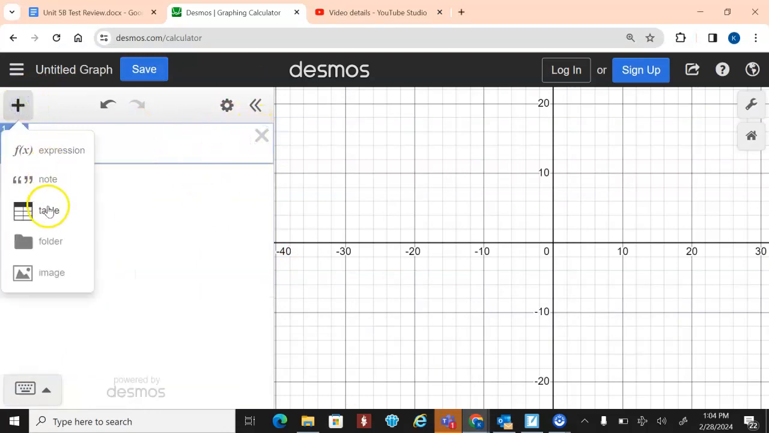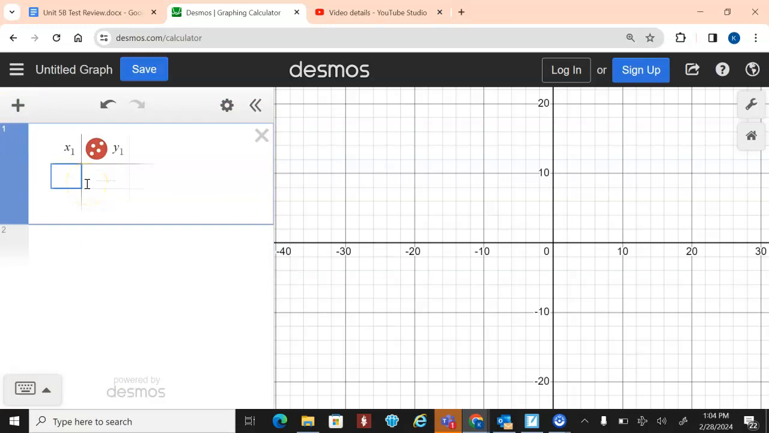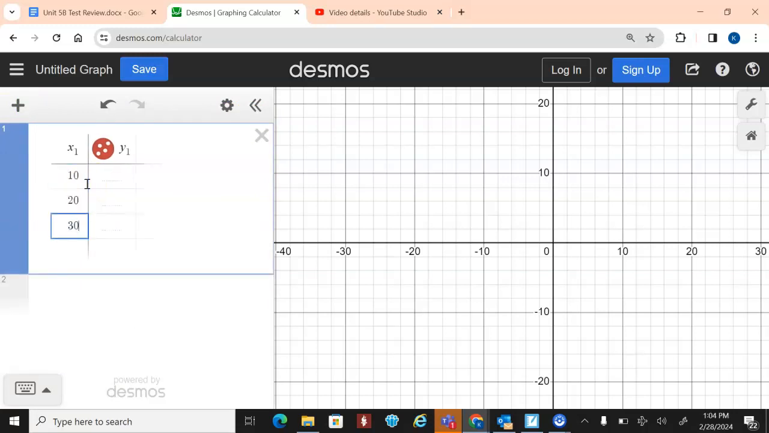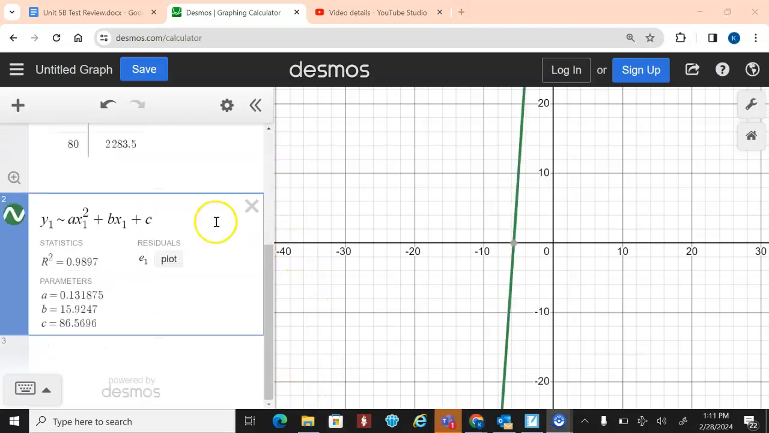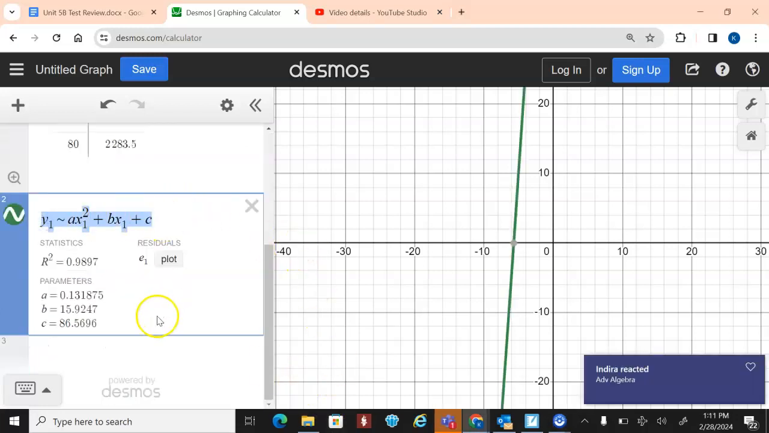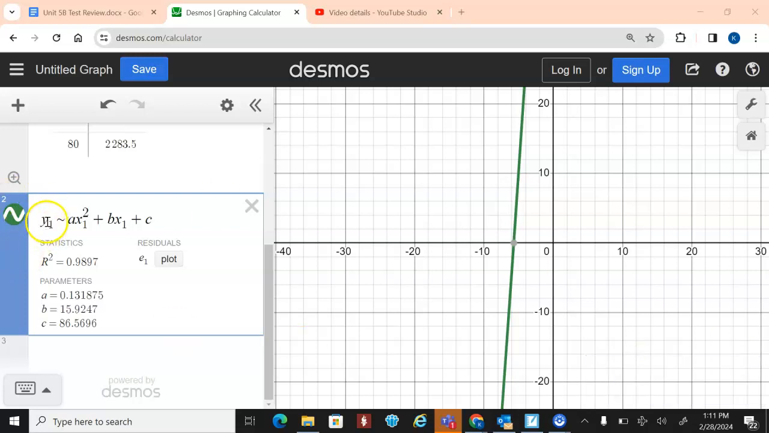Okay, and make a new one. So again, we're going to start with a 10. That's your times: 20 seconds, 30 seconds, 40, 50. I'm going to pause the video and fill in the table. So again, I put this equation in for the quadratic regression. These are your A values, these are your B values, these are your C values.